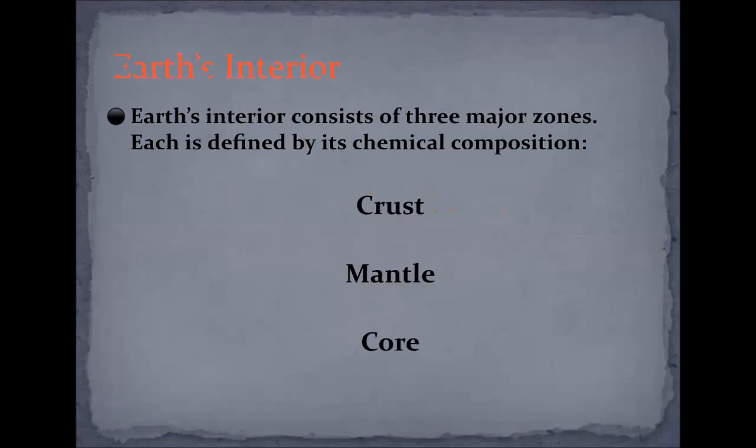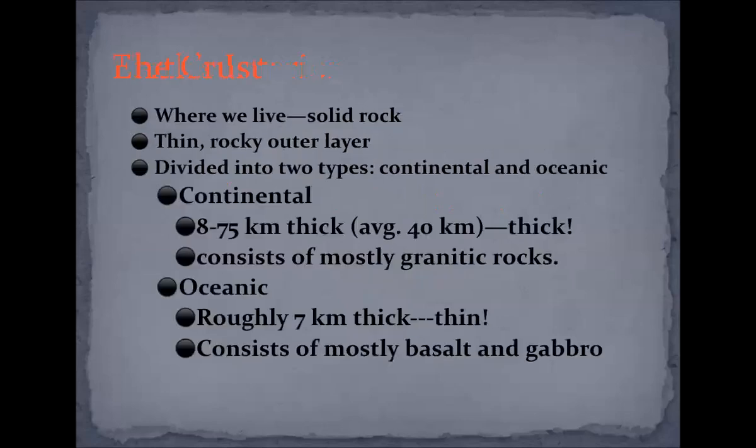All right, so today we are going to talk about the layers of the Earth. So Earth's interior, when we talk interior, we're where? Interior, inside, okay. Earth's interior consists of three major zones. It is defined by its chemical composition, each specific zone. So we've got the crust, the mantle, and the core.